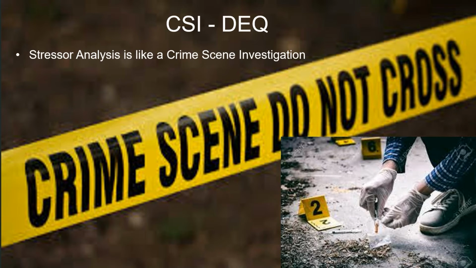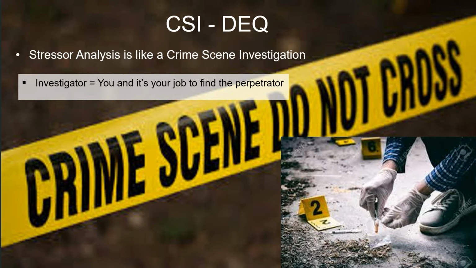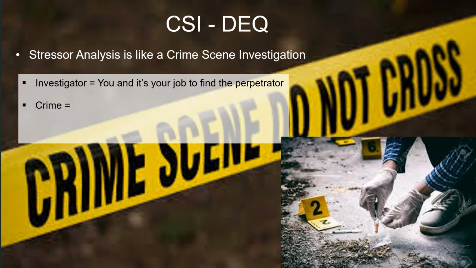But that story aside, we're going to liken this benthic stressor analysis to a crime scene investigation, and you are going to be the investigator. It's your job to find out who the perpetrator is.